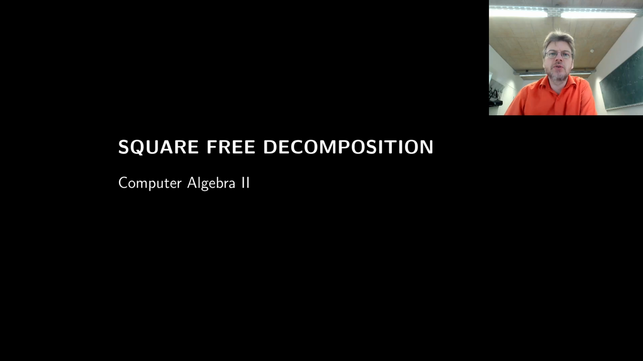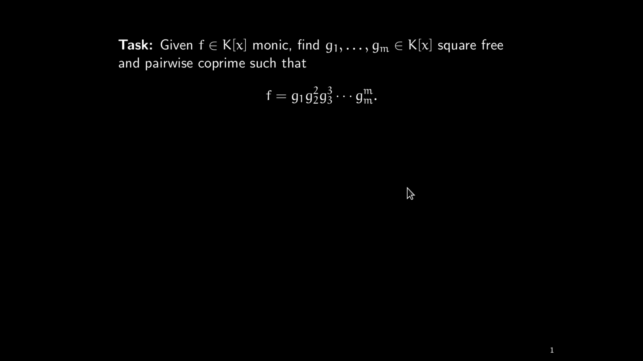So even though I assume that you have seen already what this is about, let's briefly recall this. What is the problem? The task is this. You're given a polynomial f, and let's assume that it's monic, and you're supposed to find polynomials that are square-free and pairwise coprime, such that f can be written as the product that's written here, the product of the powers of the g's. So g1 is raised to the first power, g2 to the second, g3 to the third, and so on, all the way up to the last of them, which is raised to the mth power. Now the g's are assumed to be square-free.